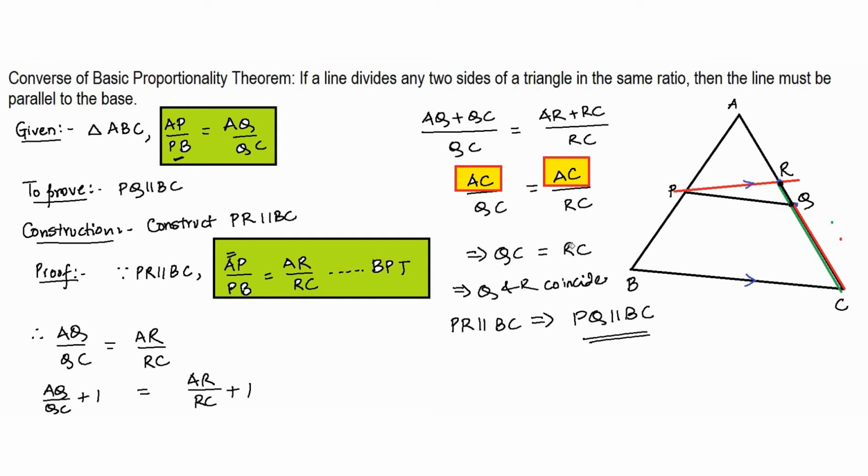And because QC and RC were equal, this can happen only when the points Q and R coincide with each other. So this is how I proved that, because PR was parallel to BC, PQ was also parallel to BC. So this is the proof of the converse of BPT. I will pause for a minute so that you can take a look at the proof and then we continue.